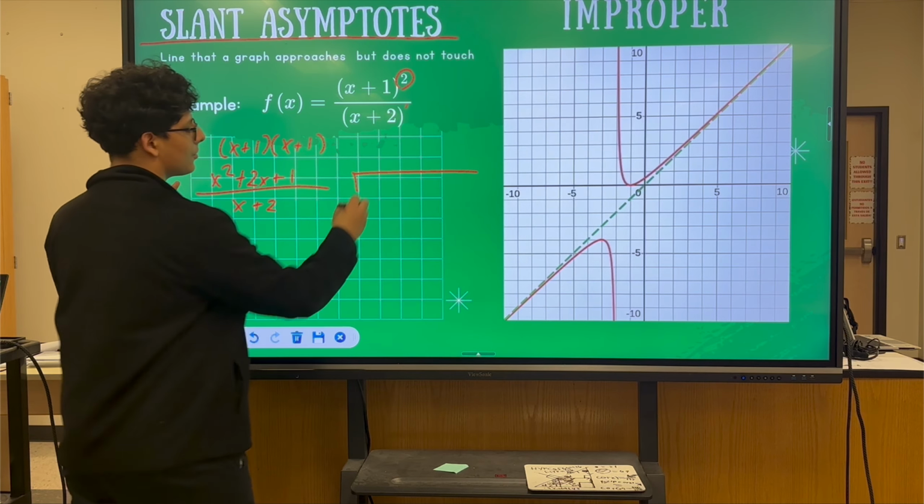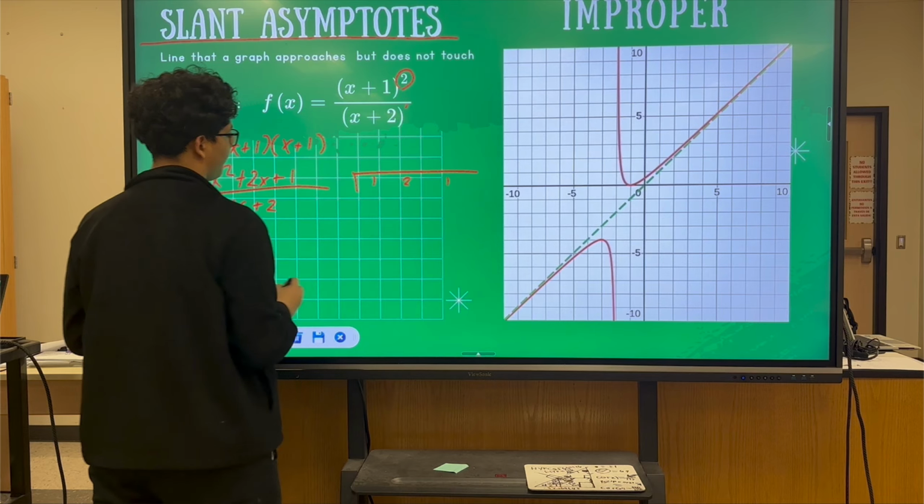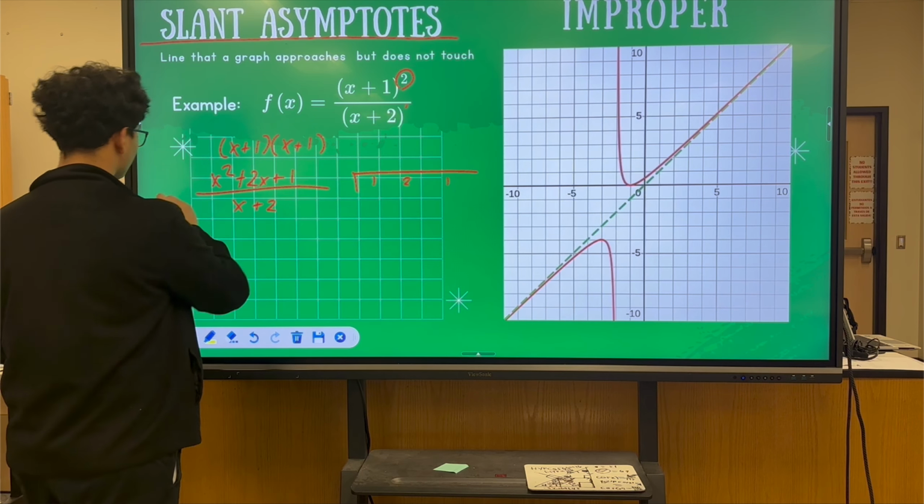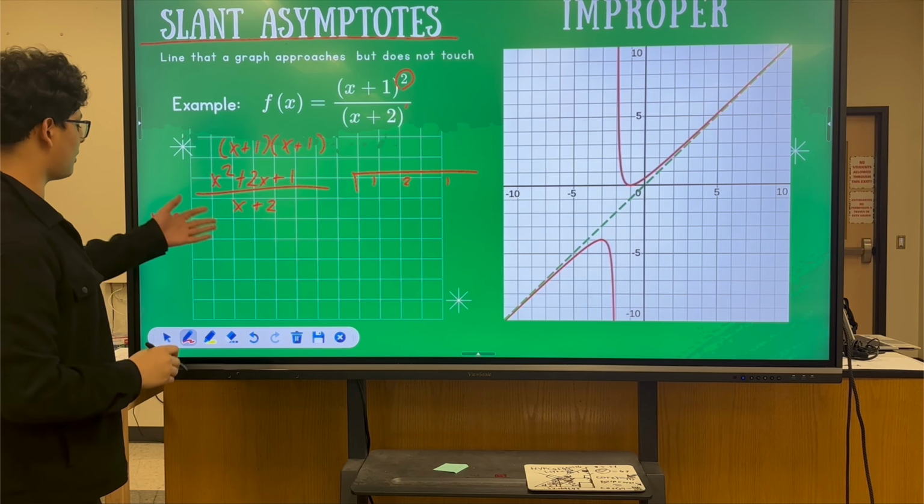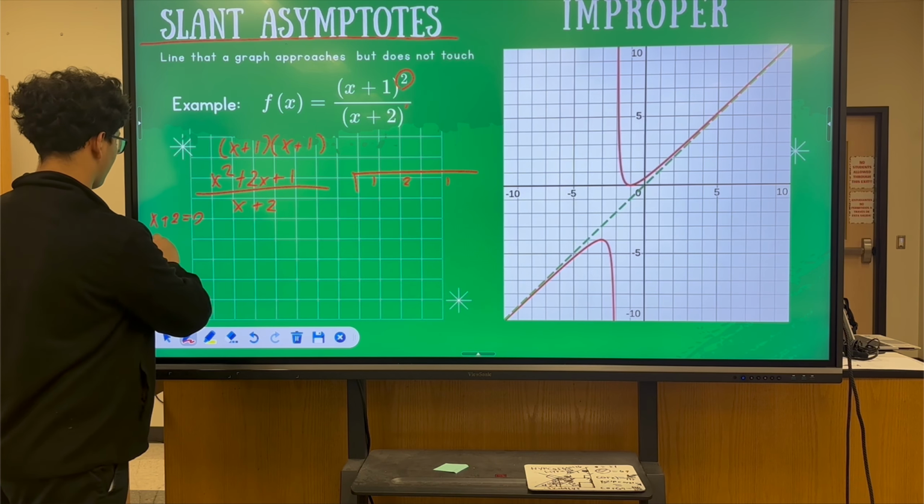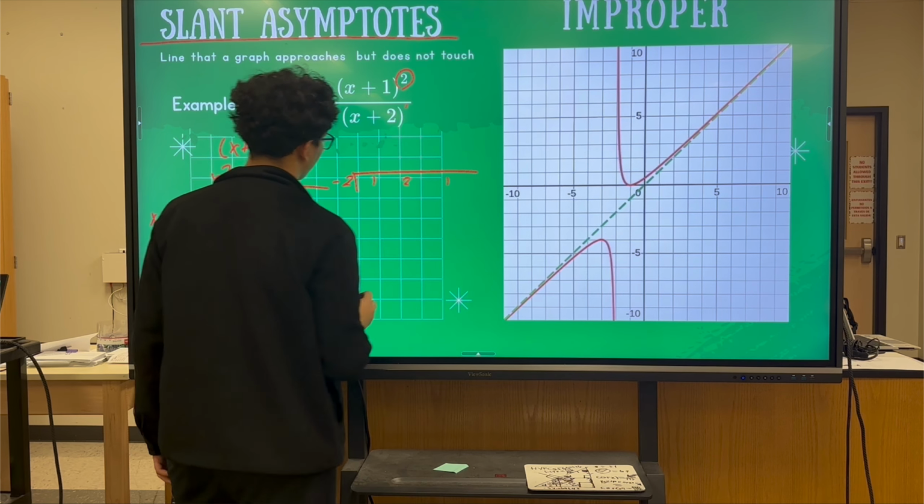Let's start with our coefficients. This is 1, this is 2, and finally this is 1. And let's find a root. To find the root, you simply set your denominator equal to 0. So x equals -2. Our root will be -2.